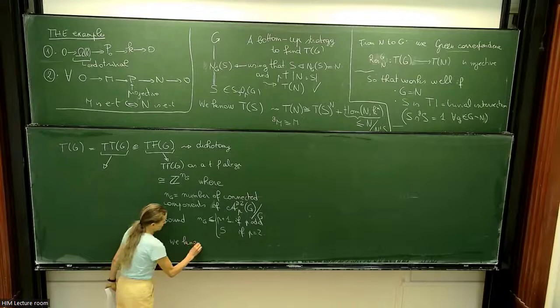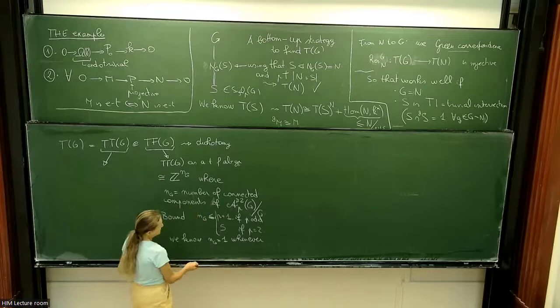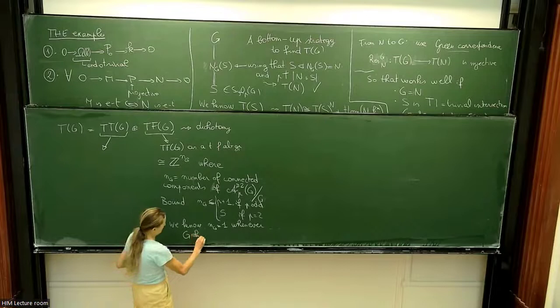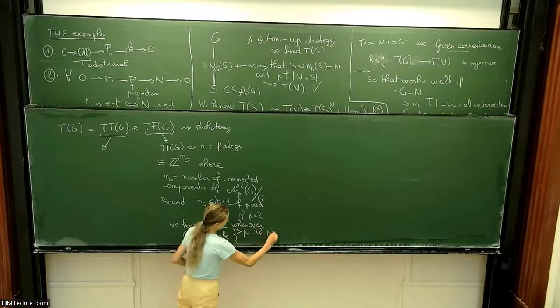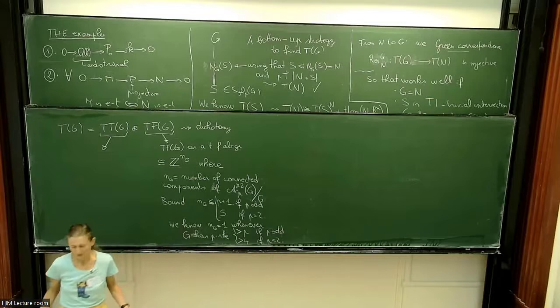And we know that N of G is 1 whenever, again, I will take two cases. So G has P rank greater than 1 if P is odd, and greater than 4 if P is 2. I said if P is 2, you just take 2 and take 4 instead.